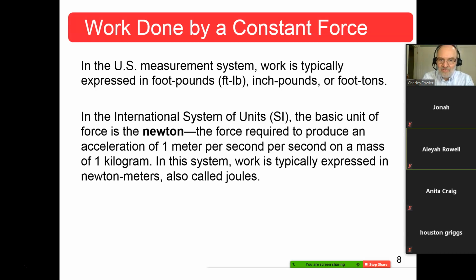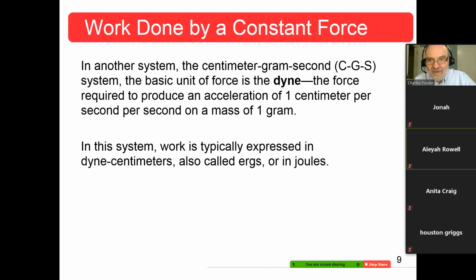So in that system, work is typically expressed in Newton meters, which is also called a joule, named after James Prescott Joule. There's a few names that you can use for paper topics. Hint, hint, get your paper topics done. And that's those units. I think we just ran out of time, but let's do this one other.